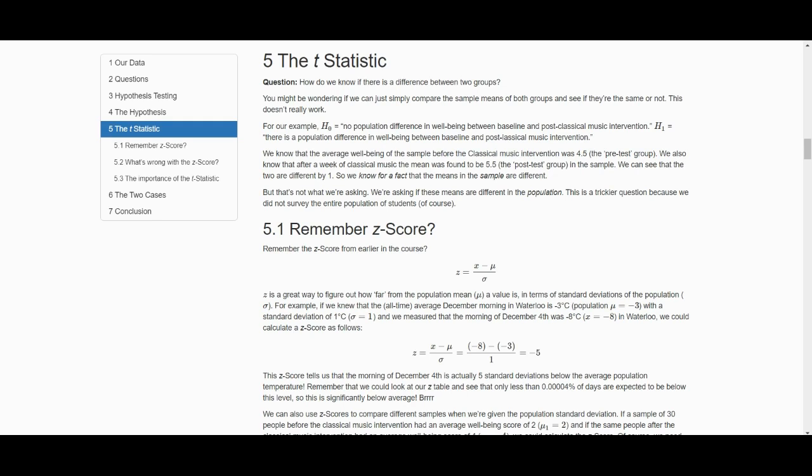So we know that the average well-being of the sample before the classical music intervention was 4.5, the pretest. We also know that after a week of classical music, the mean well-being was found to be 5.5. We can see that the two are different by 1, so we know for a fact that the means in the sample are different. But that's not really what we're asking. We're asking if these means are different in the population. This is a trickier question, because we didn't survey the entire population of students, of course.